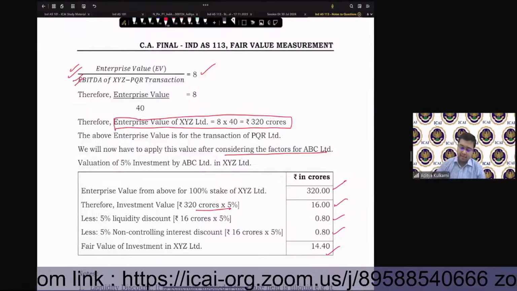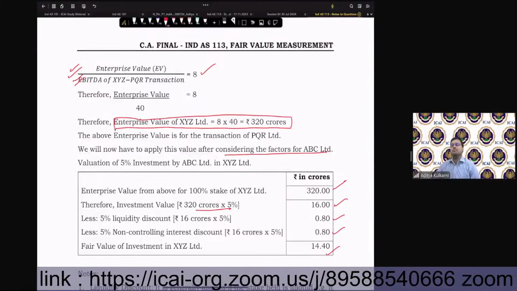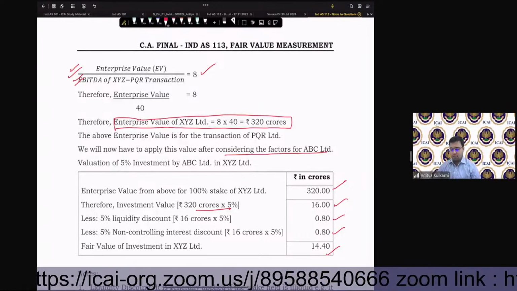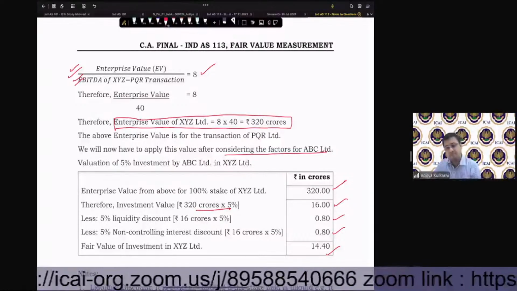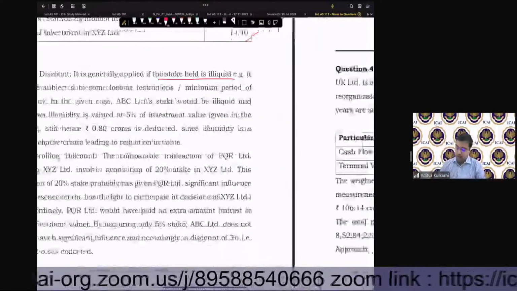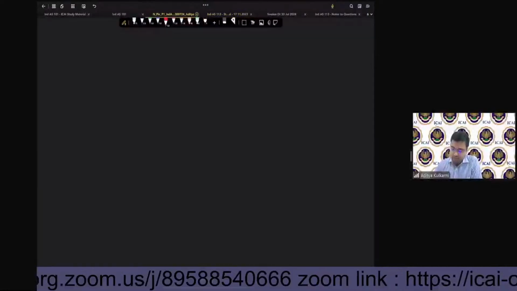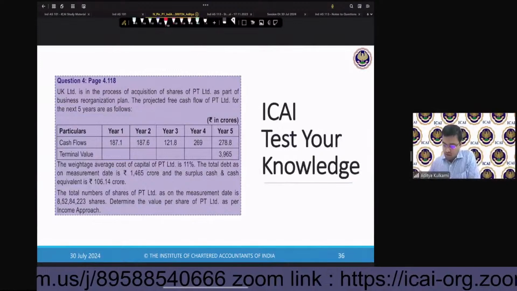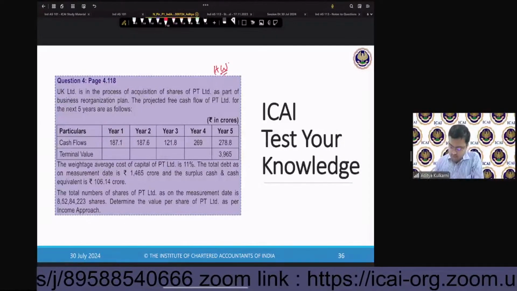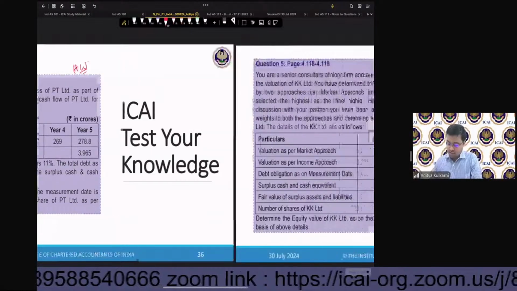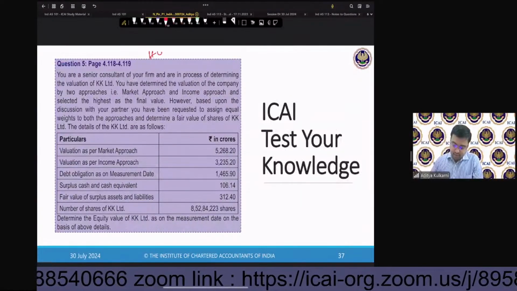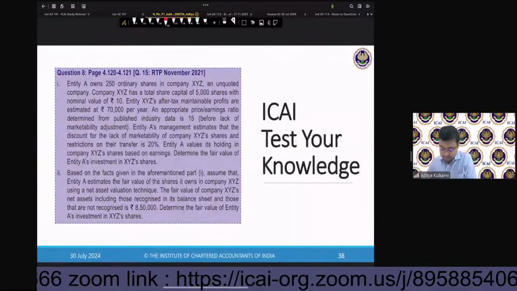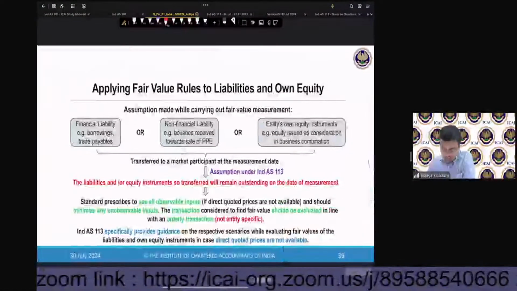Are we okay with enterprise value? Yes. Okay, fine. So that takes care of this question. You can go through these questions. They are more on your financial management side. All right.